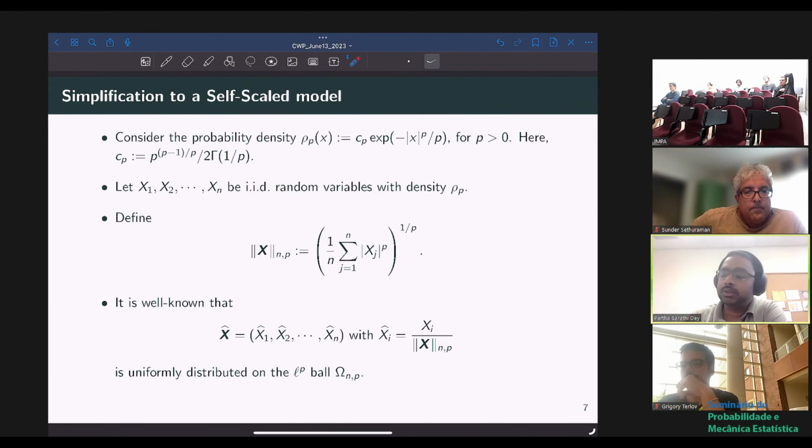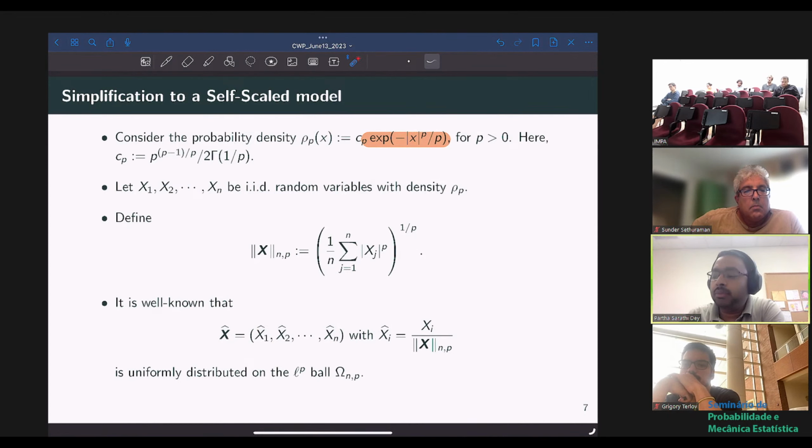Now, this is a well-known result. Suppose we look at the following probability density on R, proportional to e to the power minus |x| to the power p over p. This is a symmetric density, and one can see that C_p is explicitly computable, which makes it a valid density. Now if I take x_1, x_2, ..., x_n IID random variables from this density, and scale the vector to make sure that it belongs to the sphere Omega_{n,p}, then this scaled vector is uniformly distributed on this Omega_{n,p} ball.